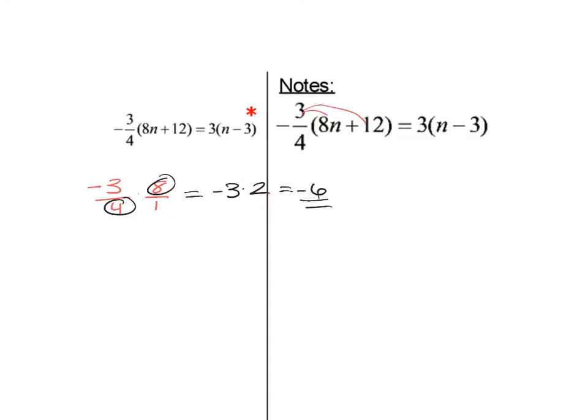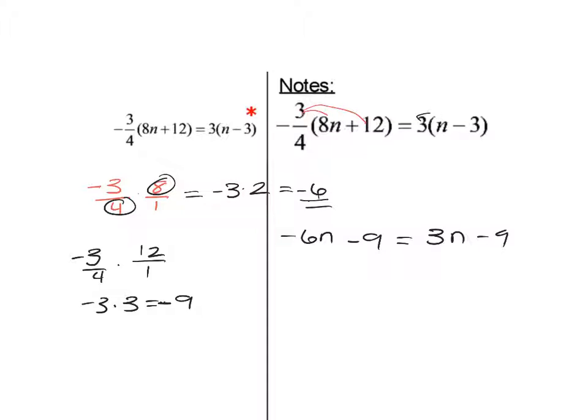Yes? On a calculator, can you just divide 3 by 4 and get 0.75? Sure. Just don't let the fraction skills escape you, okay? We still want to make sure that we know how to do that. So we have -6n, and then you can do the same thing here. -3/4 times 12. 12 divided by 4 is 3, so I get -3 times 3, which is -9. So -9 equals 3n minus 9. So I just distributed this as well.